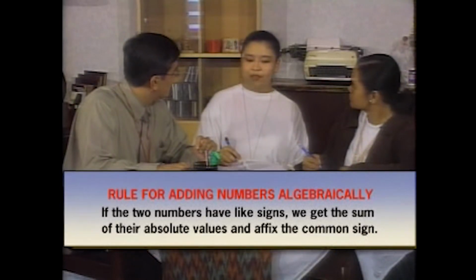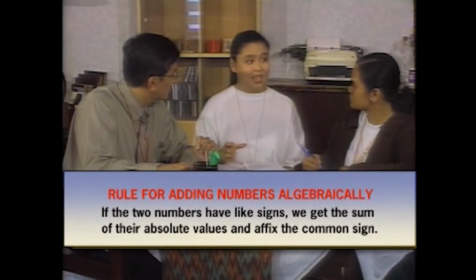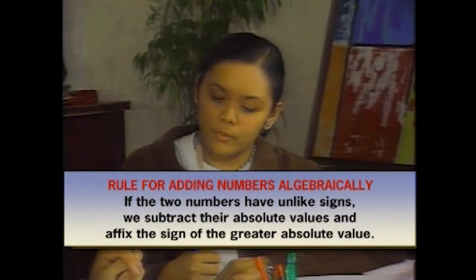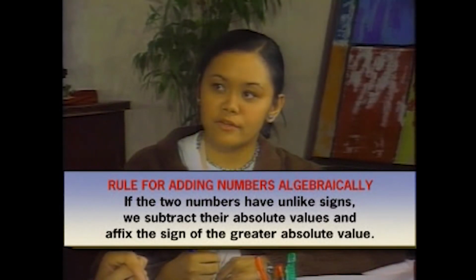Do you recall the rule for adding numbers algebraically? Yes. If the two numbers have like signs, we get the sum of their absolute values and affix the common sign. And what if they have unlike signs? We subtract their absolute values and affix the sign of the greater absolute value to the difference.